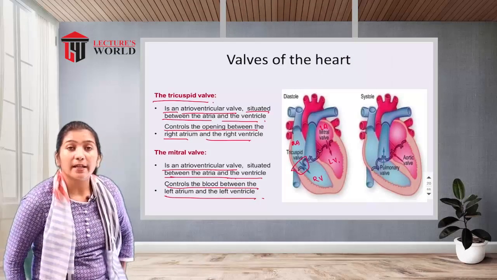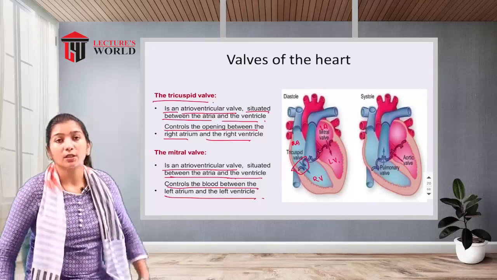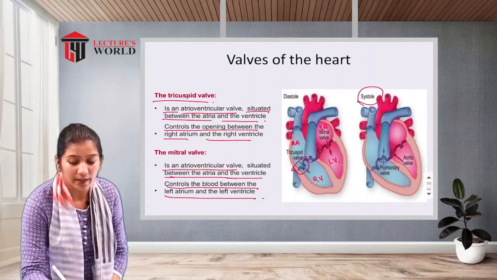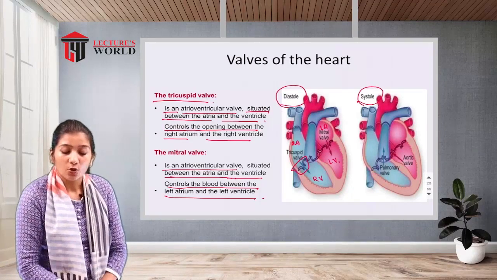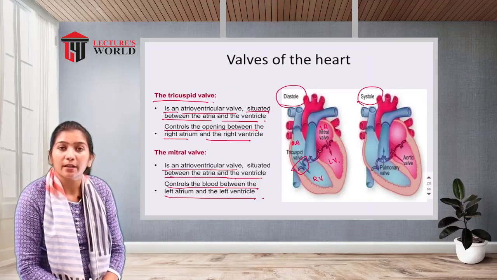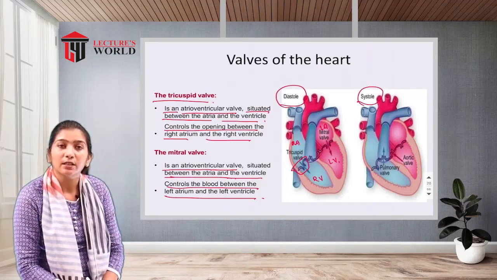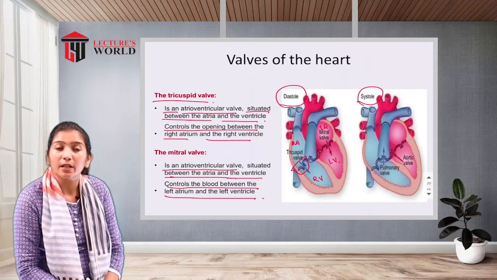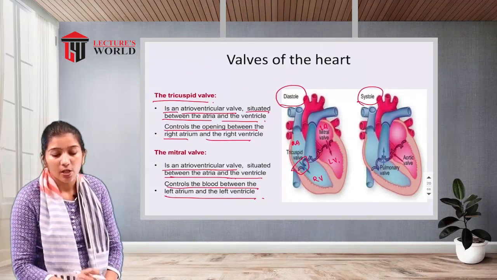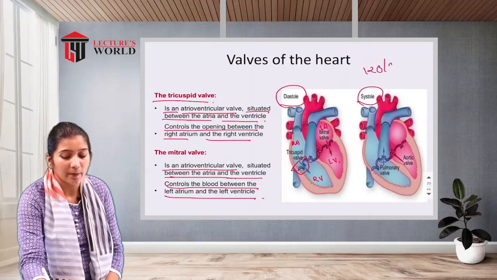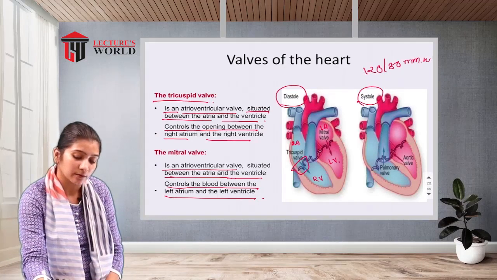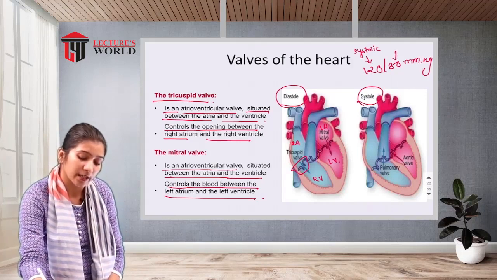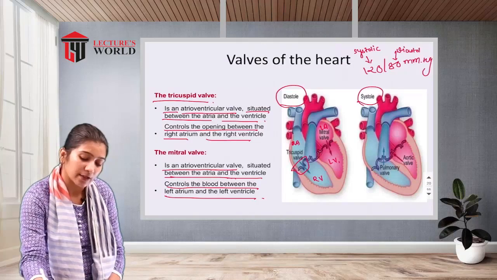So when we are taking the blood pressure, there are 2 types of pressure we are measuring, known as the systolic pressure and the diastolic pressure. When the tricuspid valve is taking action, that pressure is known as the diastolic pressure, and when the pulmonary valve and aortic valve are taking action, it is known as the systolic pressure. The normal blood pressure is 120 by 80 mm of Hg. So 120 is the systolic blood pressure, and 80 is the diastolic blood pressure.